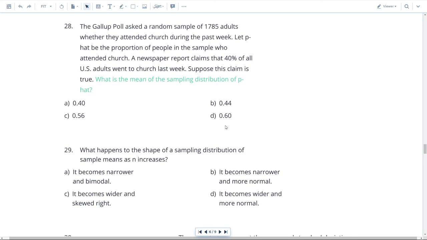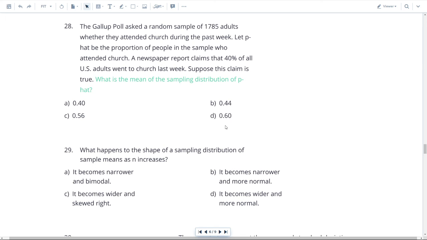P hat is the sample proportion. We do not know what the p hat of that particular sample is, that one sample of 1785 adults. We don't know what the p hat is. We do know that the claim of 40% of the population, we were told, suppose the claim is true.